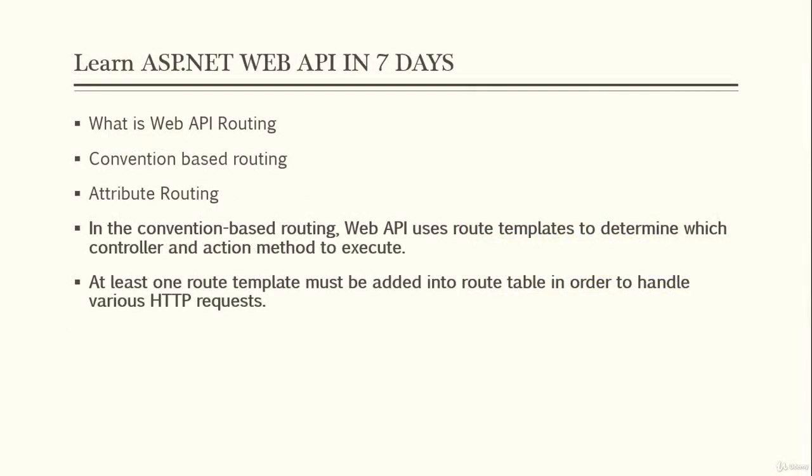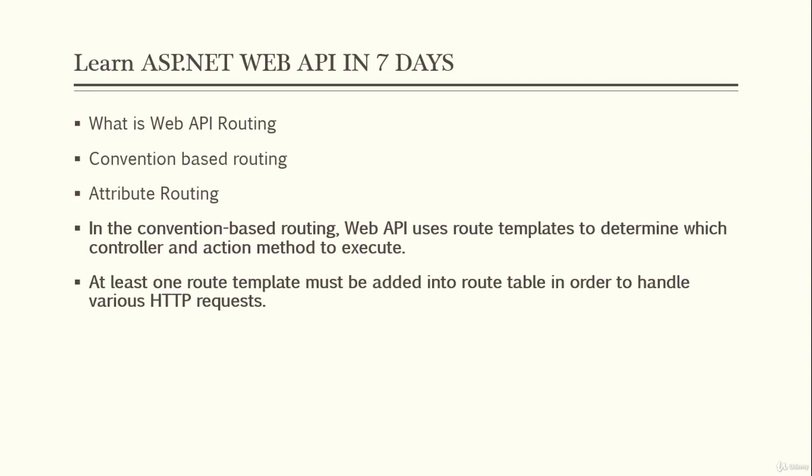In this video we are going to talk about Web API routing. In Web API there are two types of routing: one is convention based routing and the other is attribute routing. In this video we are going to talk about convention based routing.